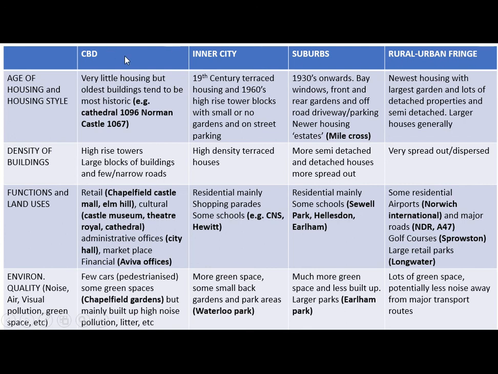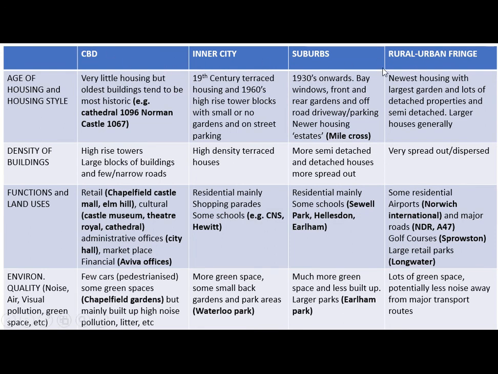Now this you might recognise from something called the Burgess model, which looks like a target. It's like a concentric circle model. So right in the middle is the CBD, and then the inner city, suburbs, rural urban fringe as you go out. It's a bit of an outdated model, and really, in many cases not accurate. But it does fit Norwich quite nicely, which is useful for us. And you need to be aware of these different regions.